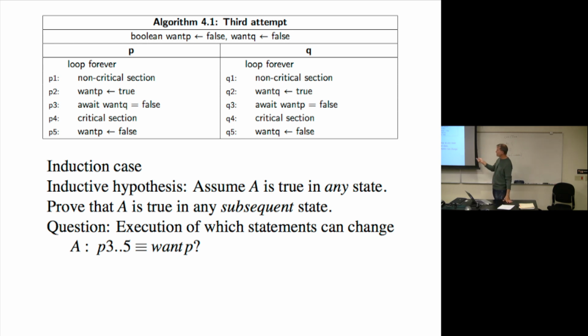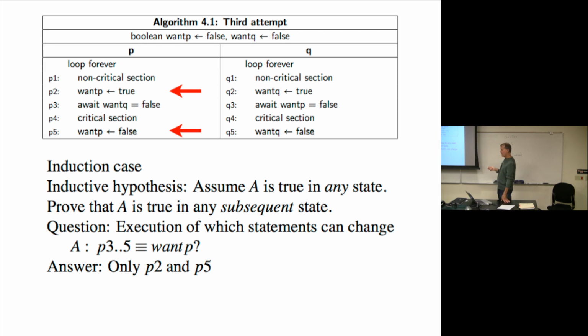Why can P2 change it? Because it's changing want P. That's a very good observation. Everybody hear that? P2 can change it, but what else can change it? Why can P5 change it? Because if we execute P5, what'll happen? Right, P5 will change want P. That's right. P2 will change want P, and P5 will change want P.